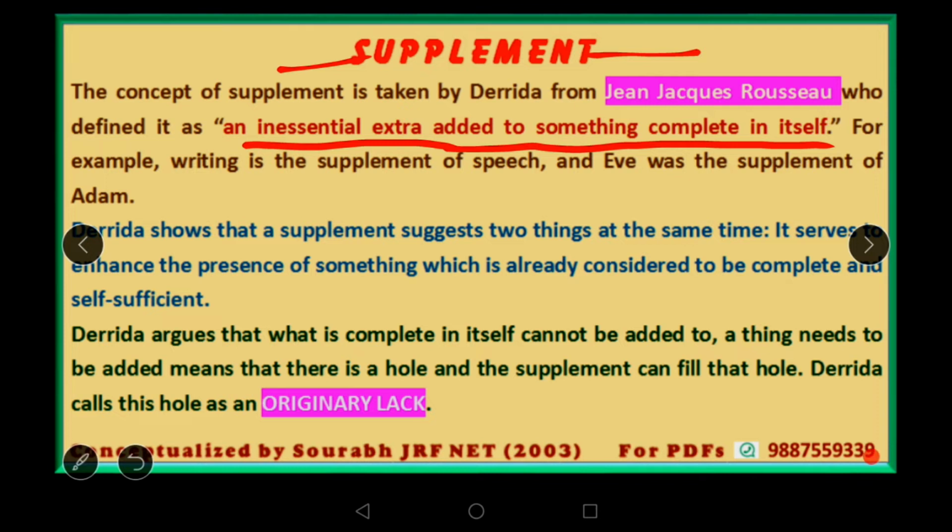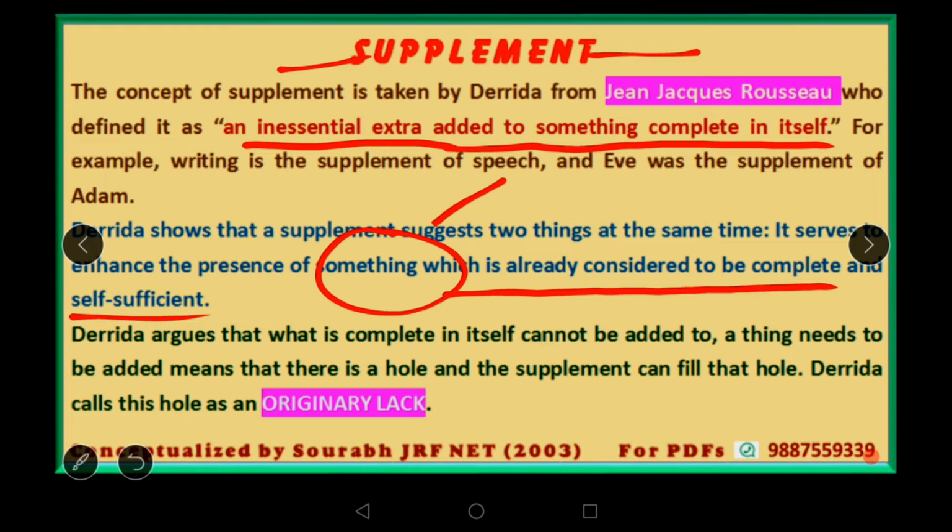But Derrida shows a supplement suggests two things at the same time. First, it serves to enhance the presence of something which is already considered to be complete and self-sufficient. जो रूसो कह रहे हैं कि supplement is there for something which is already complete, जो अपने आप में क्या है, पूरी है, और supplement केवल उसके लिए additional है, inessential है, it is not compulsory.